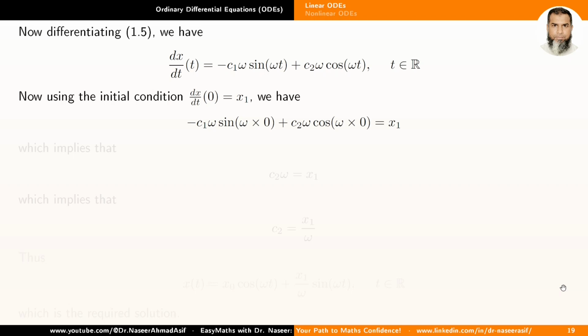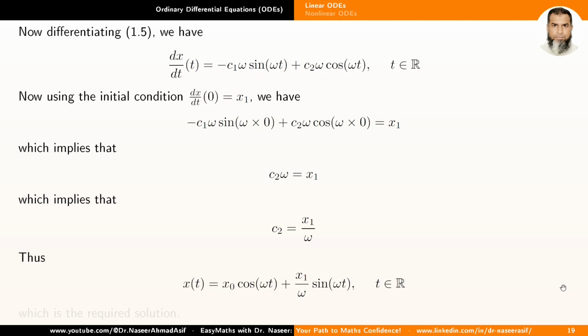Now using the initial condition dx/dt at 0 equal to x1, we have −C1 ω sin(ω·0) + C2 ω cos(ω·0) = x1. So C2 ω = x1. So C2 = x1/ω. Thus, x(t) = x0 cos ωt + (x1/ω) sin ωt, where t belongs to R, is the required solution.